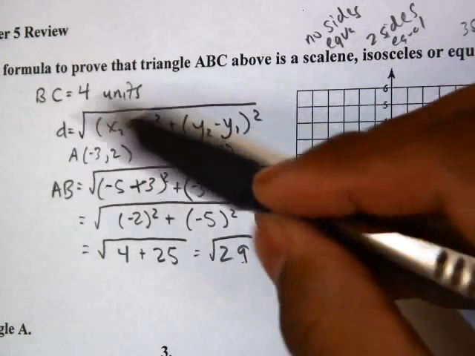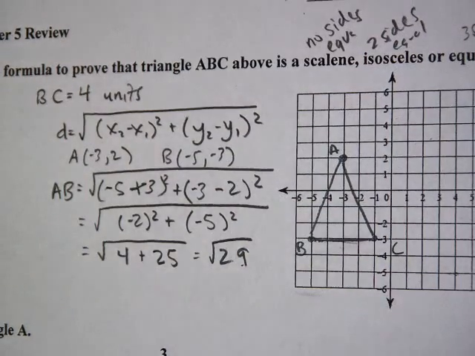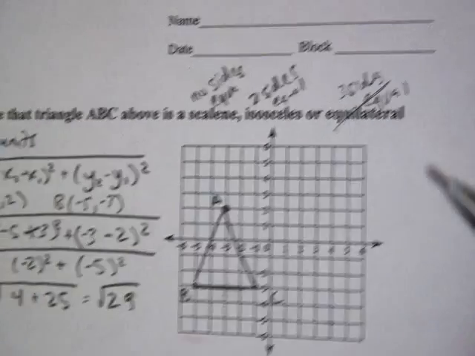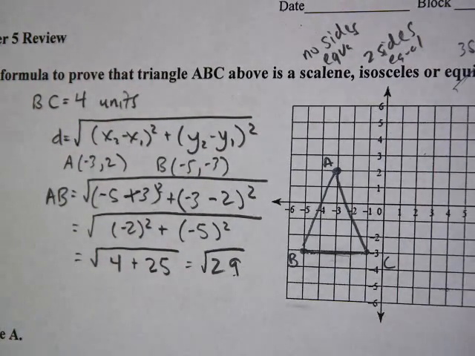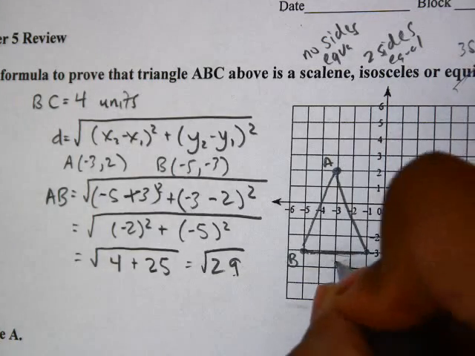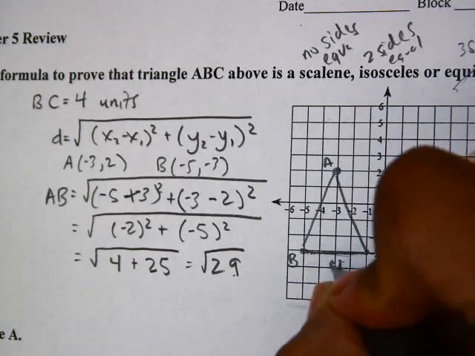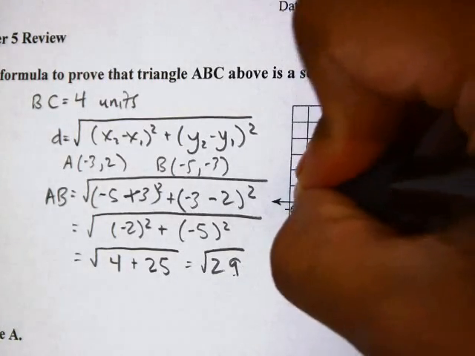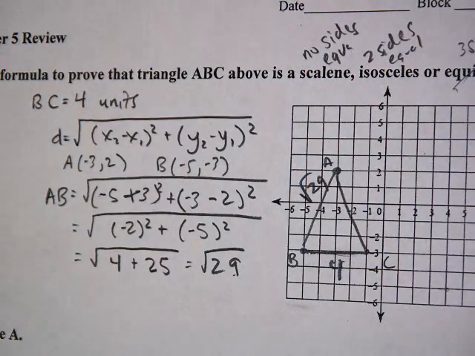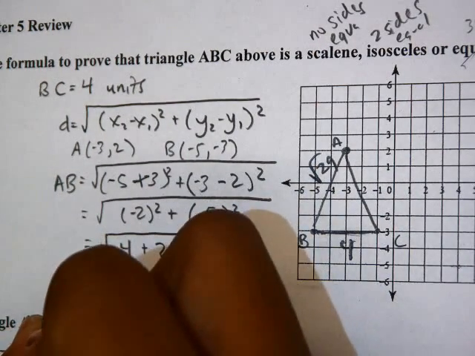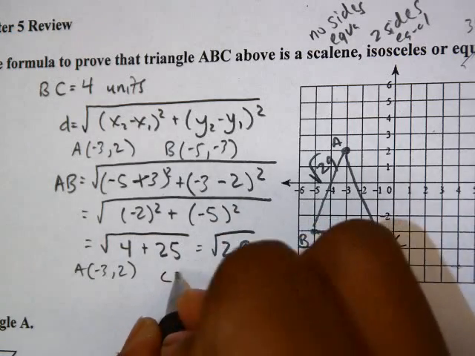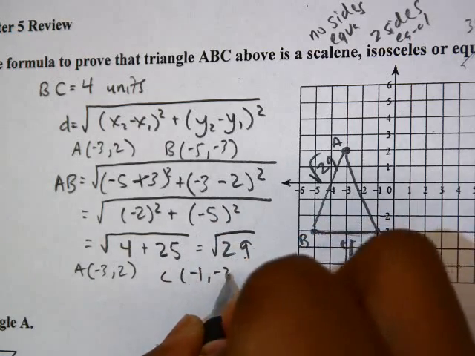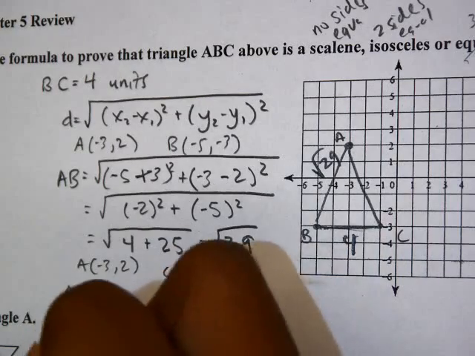Since the square root of 29 is not equal to 4, I can rule out that it's equilateral. But I need to decide whether it's scalene or isosceles. For that, I need to know the length of AC. So again, A is at -3, 2, C is at -1, -3, and I'm going to use the distance formula.